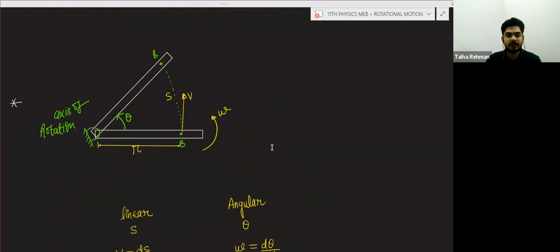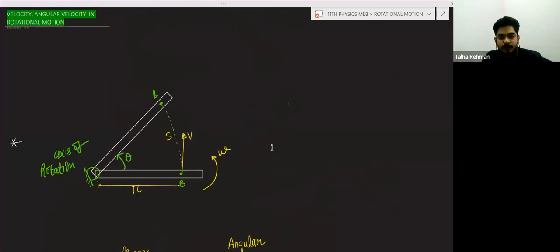So in the last class, I told you how to calculate the velocity in rotational motion. And what is rotational motion? In rotational motion, each and every particle of the body is moving in a circular path.